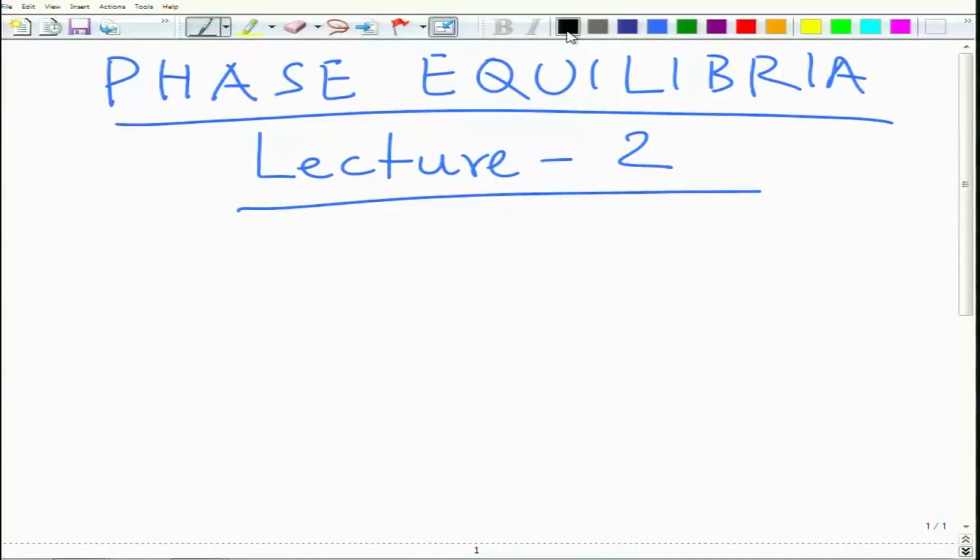In the first lecture we just learnt about some basic definitions related to essential thermodynamics that will help us understand phase equilibria. In this lecture we will continue building on that, and we will see some more thermodynamic correlations. We were studying how phase equilibria is important in understanding phase transformation.